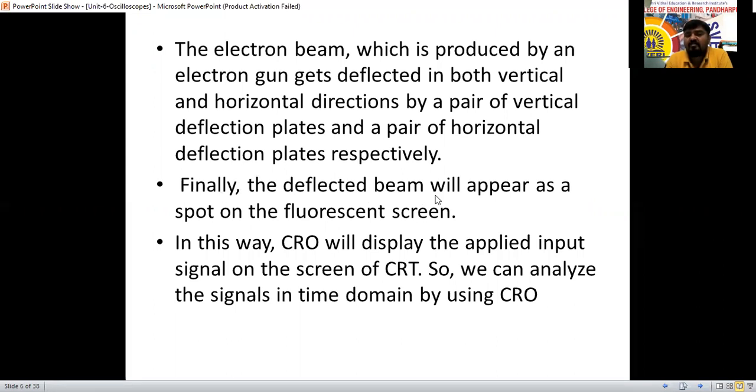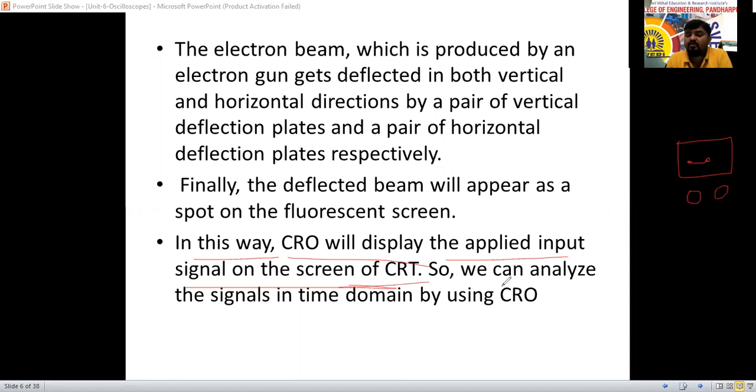Finally, the deflected beam will appear as a spot on the fluorescent screen here. In this screen, we are going to get the spot along the vertical and horizontal axes, and by varying the knob, we can set that. In this way, the CRO will display the applied input signal on the screen of the CRT here now.